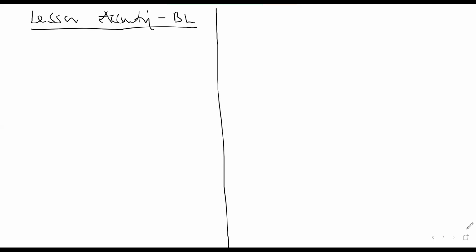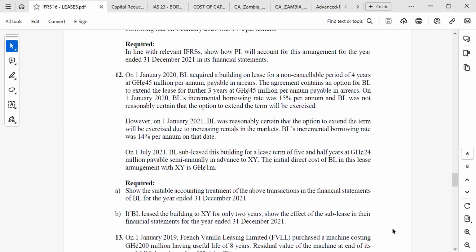Okay, so let's count to BL being lessor. How does BL account for this? BL has to derecognize the right of use in their books and recognize lease receivables, like how we do lessor accounting. Okay, so let's come here. This was done on 1st July.